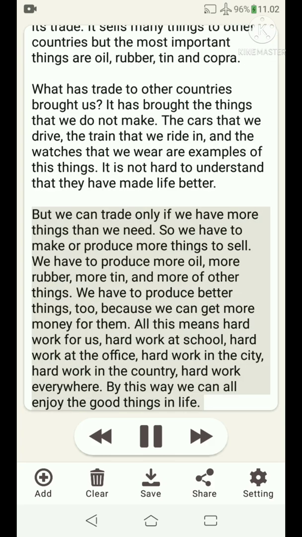But we can trade only if we have more things than we need. So we have to make or produce more things to sell. We have to produce more oil, more rubber, more tin, and more of other things. We have to produce better things, too, because we can get more money for them. All this means hard work for us. Hard work at school, hard work at the office, hard work in the city, hard work in the country, hard work everywhere. By this way we can all enjoy the good things in life.